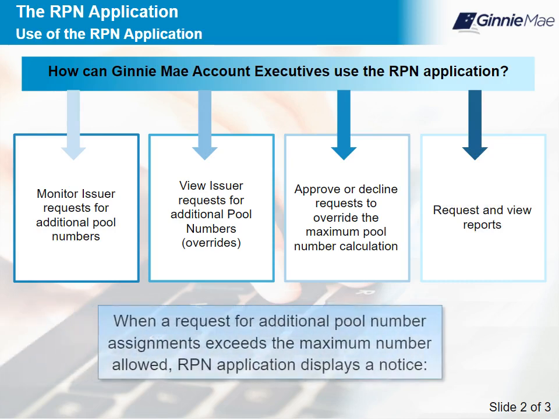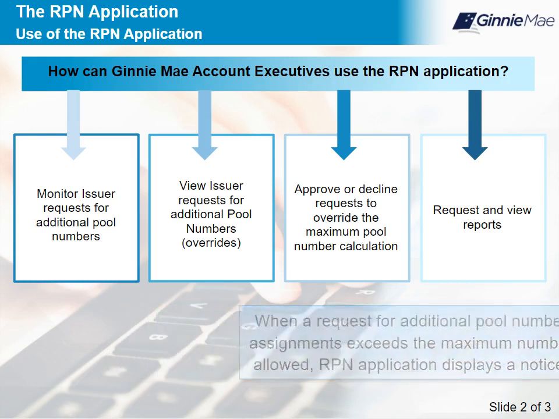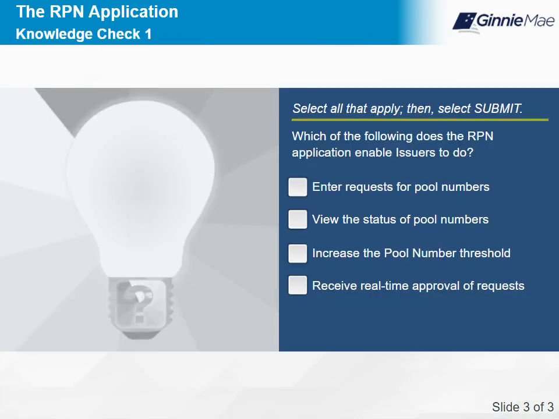Please note when a request for additional pool number assignments exceeds the maximum number of available pools allowed, the RPN application will display this notice. Please accept the calculated pool numbers or request an AE override to obtain more pool numbers than allowed. Select Next to continue. Now check your understanding.